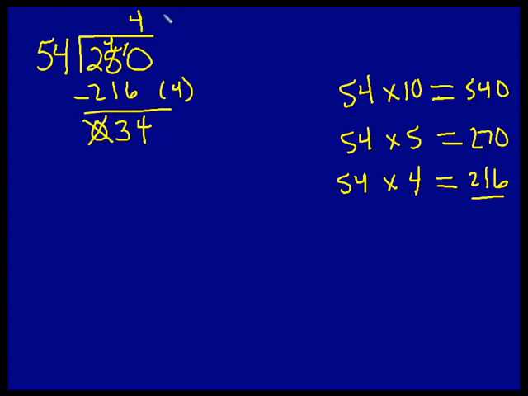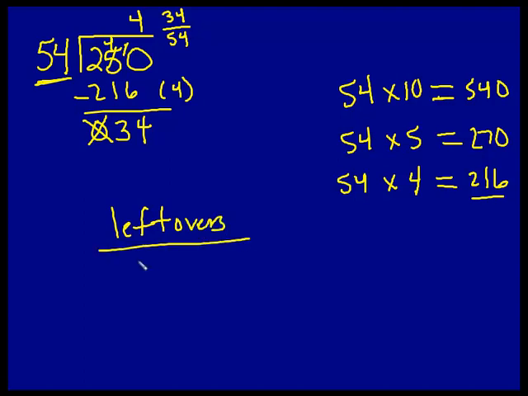And we said the leftovers were on the top and what we divided by on the bottom. So right now, it's 4 and 34 54ths, which eventually we'll be able to reduce this fraction down into simplest form, but not yet. So we're just going to get the hang of this first. So remember, leftovers on top, what I divided by, which is my divisor, on bottom.